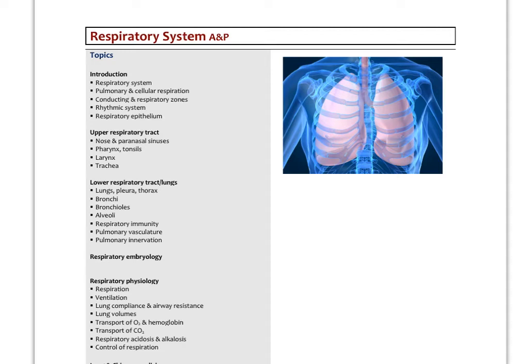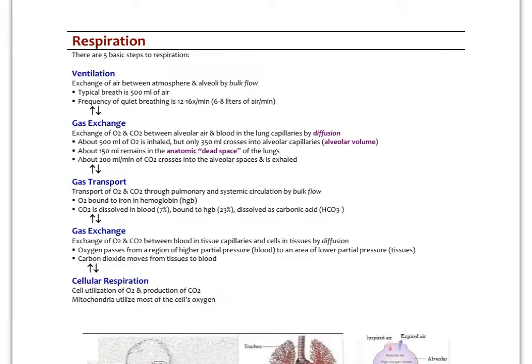In this last video on respiratory anatomy and physiology, we'll look at some of the details of respiratory physiology, including the process of respiration, ventilation, and something called lung compliance, airway resistance, and lung volumes. We'll look at the transport of oxygen and carbon dioxide in the blood, and then talk about respiratory acidosis and alkalosis.